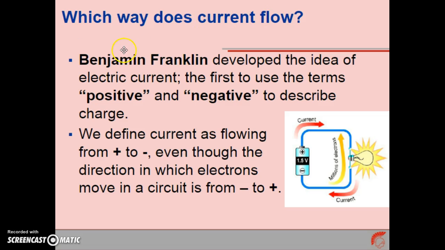So which way does current flow? Well, Benjamin Franklin developed the idea of electric current, and first used the terms positive and negative to describe the charge. But we define current as flowing from positive to negative, right? From cathode to anode, even though the direction in which electrons move in the circuit is actually from negative to positive. So make sure you add that in your notes. Current, we're going to be saying, moves from cathode to anode, whereas electrons actually move from anode to cathode. Make sure you get that in your notes.